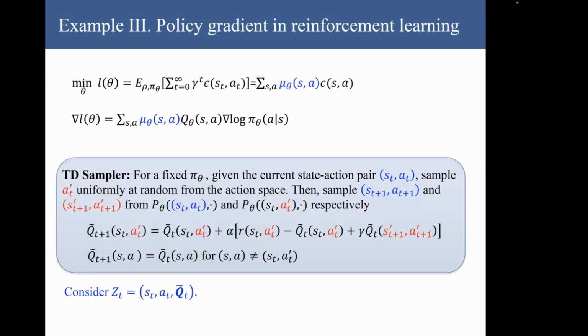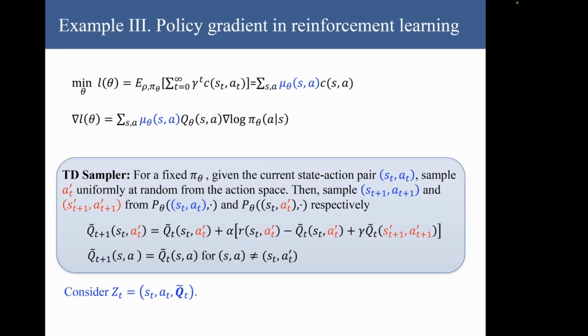Now, the question we had before is how do we sample from this stationary distribution? And also how do we come up with a good Q function estimate? So how do we estimate this Q function under policy pi theta? This is like a policy evaluation problem: how do I evaluate the value function under a fixed policy pi theta?